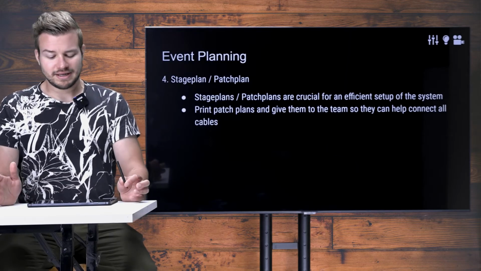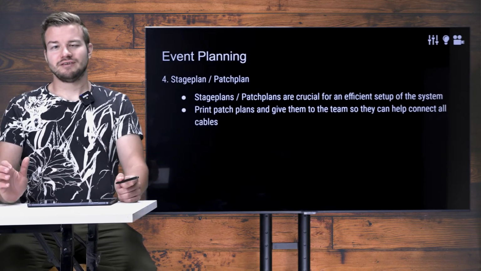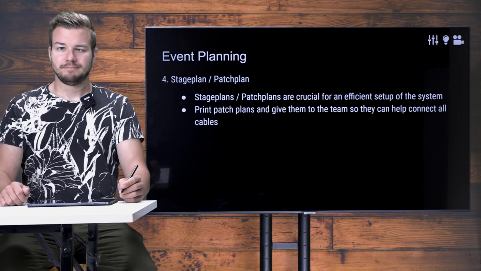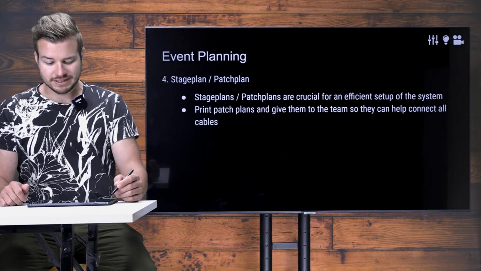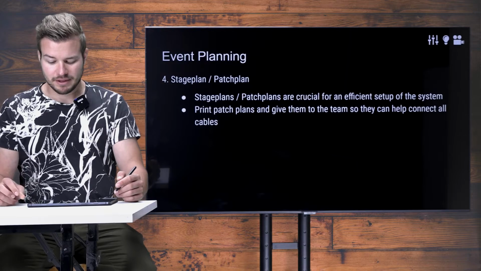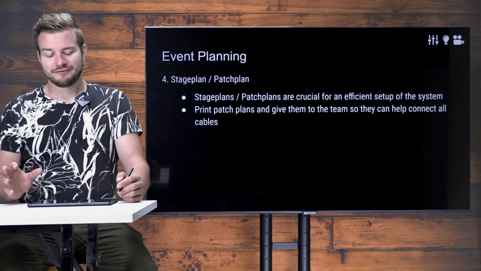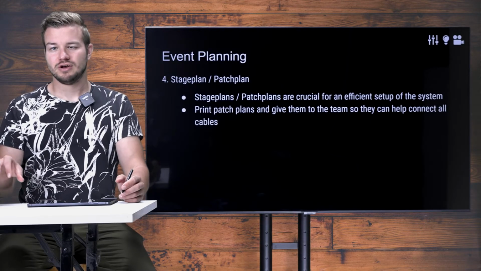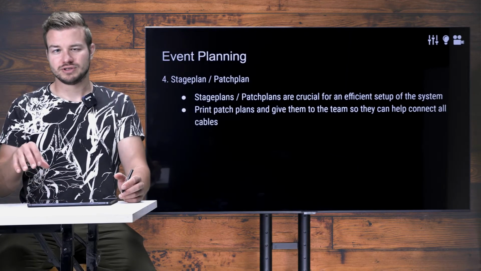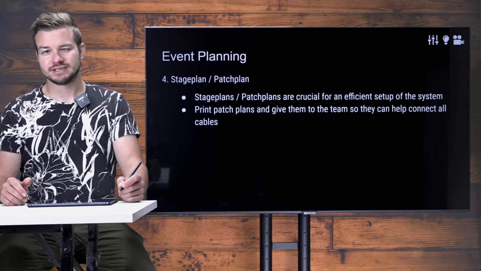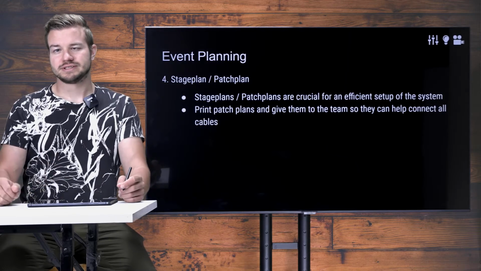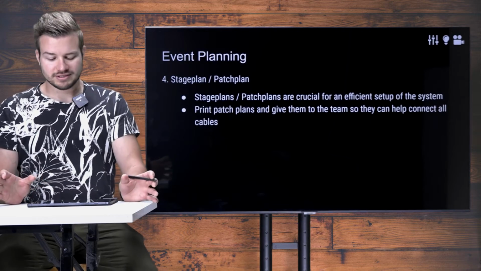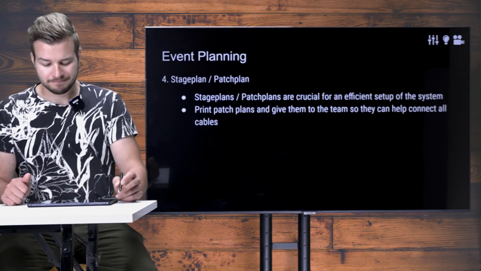For a good event planning, very important are stage plans and patch plans. So stage plans and patch plans, they basically describe, first stage plan, how the stage is set up. So who is where, like which instrument is where on the stage, how are the vocals distributed over the stage, where are the drums. All of these things should be visible in a stage plan.